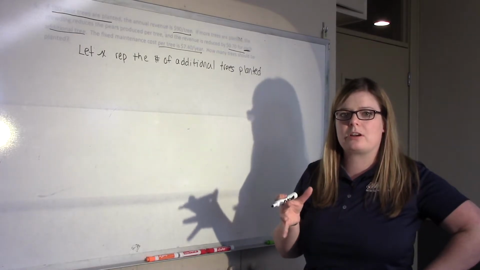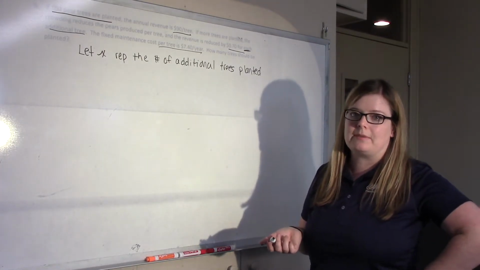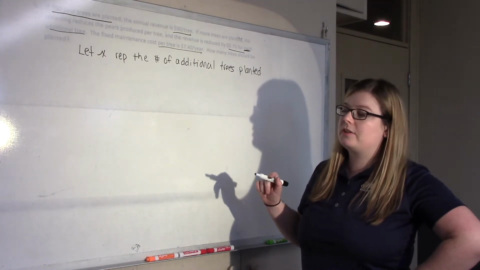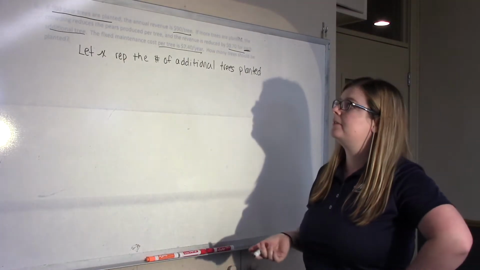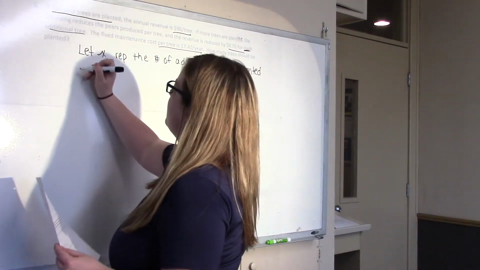Now it's possible to make X the number of total trees. It just makes some of the things more complicated, so this makes for a more seamless problem. For you memorizers out there, this is what you should think: always have your variable be the number of additional things you're doing. So we're going to need a revenue function.